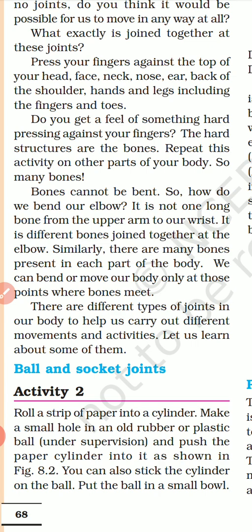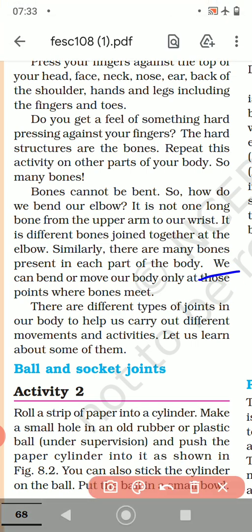So how do we bend our elbow? It is not one long bone from the upper arm to our wrist. It is different bones joined together at the elbow. Similarly, there are many bones present in each part of the body. We can bend or move our body only at those points where bones meet. Please underline: we can bend or move our body only at those points where bones meet.